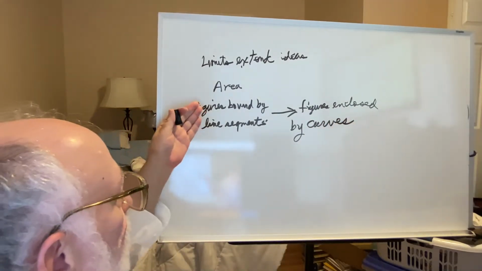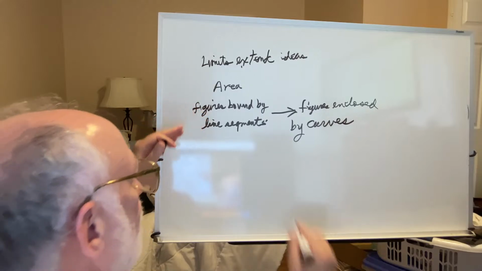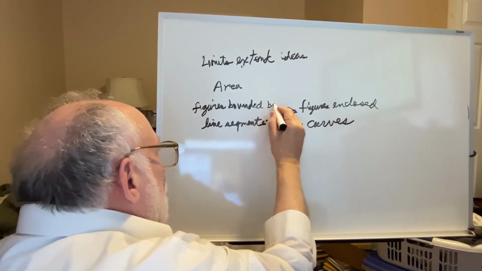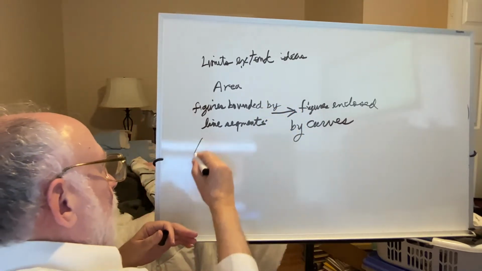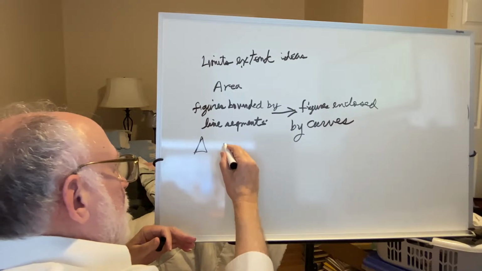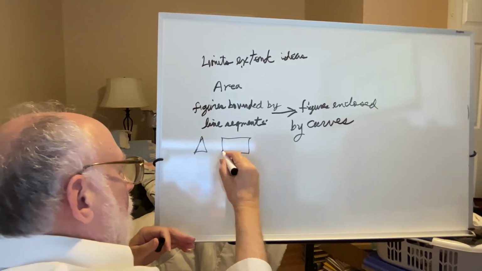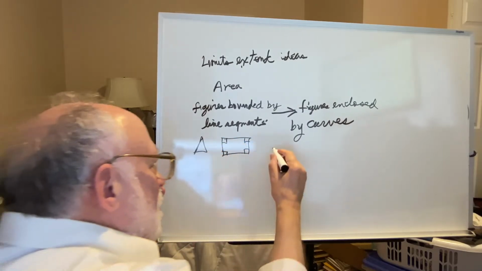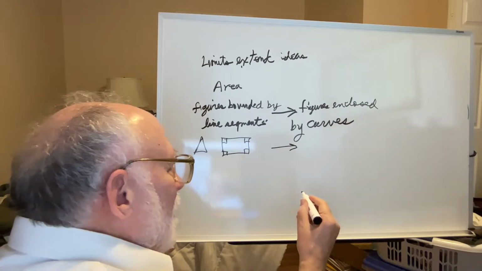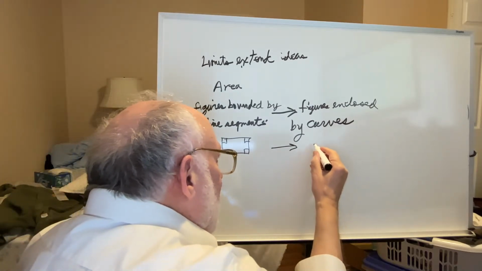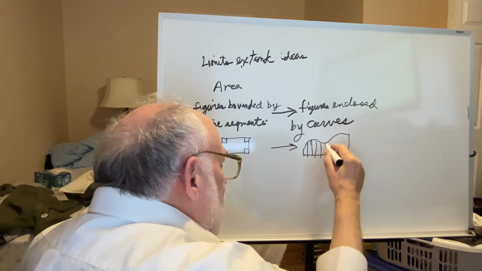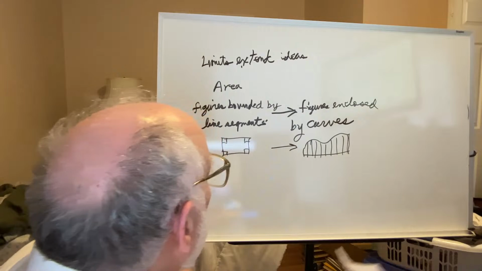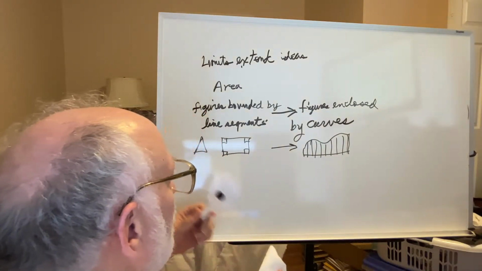These are figures bounded by line segments, like rectangles and triangles. Okay, you have rectangles and you have triangles. We know how to find those in pre-calculus, and then figures enclosed by curves, not so much. So we're going to give an example of this extension.